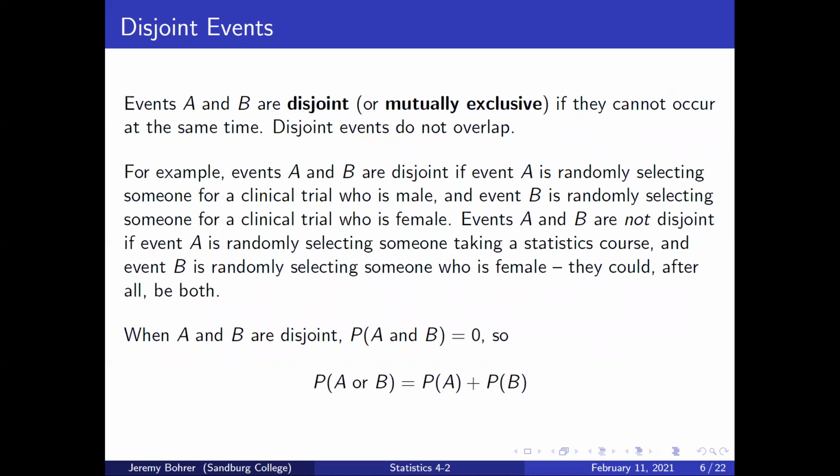Events A and B are disjoint or mutually exclusive if they cannot occur at the same time. Disjoint events do not overlap. For example, events A and B are disjoint if event A is randomly selecting someone for a clinical trial who is male, and event B is randomly selecting someone for a clinical trial who is female. Events A and B are not disjoint if event A is randomly selecting someone taking a statistics course, and event B is randomly selecting someone who is female. They could, after all, be both. When A and B are disjoint, the probability of A and B is equal to 0, so the probability of A or B is equal to the probability of A plus the probability of B.